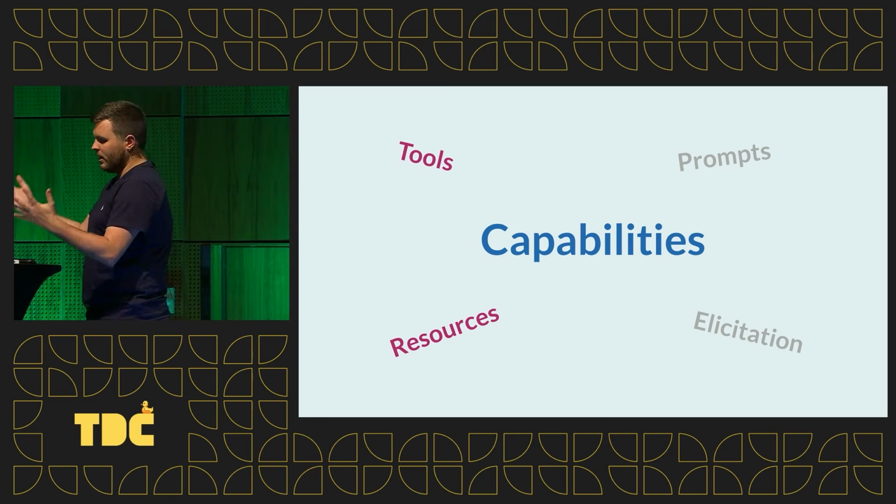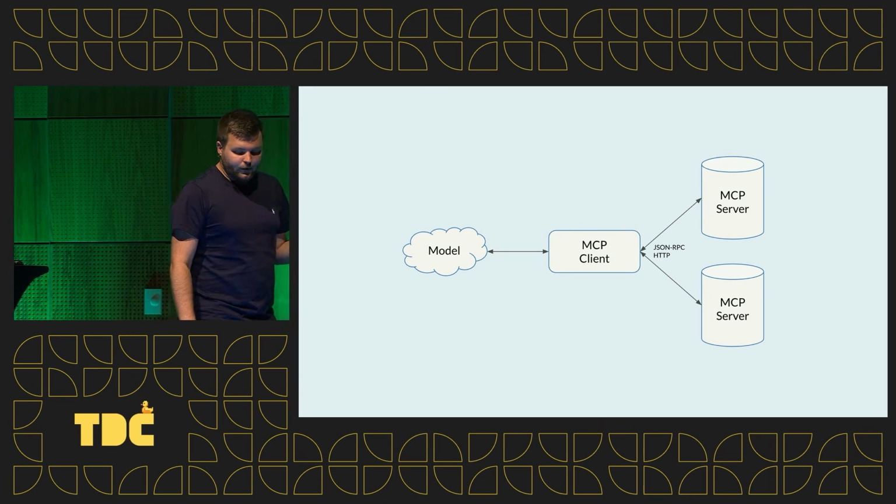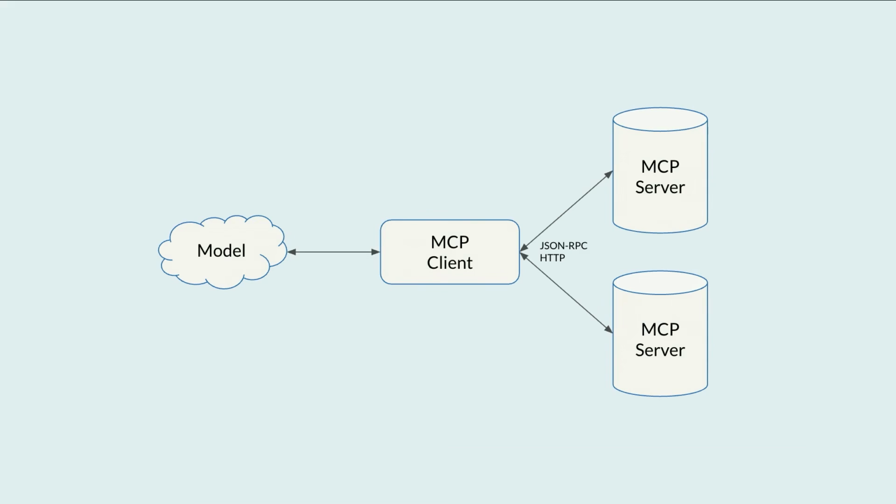Resources is just broadcasting information. So at its most basic level, this is what an MCP server and client relationship would look like. You'd have your LLM, your model, somewhere in the cloud, most likely. That's your GPT-5s or whatever. Then you have your MCP client sitting in the middle, and that will connect to multiple MCP servers.